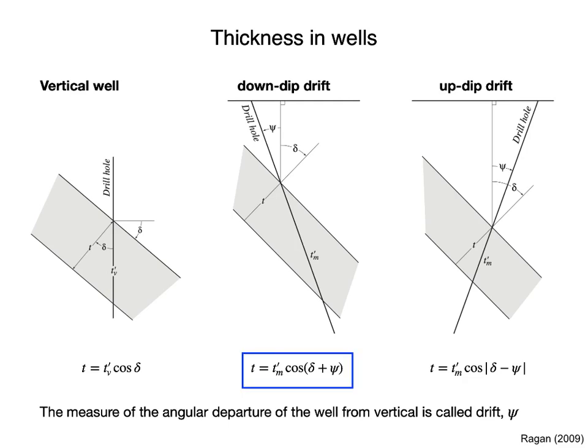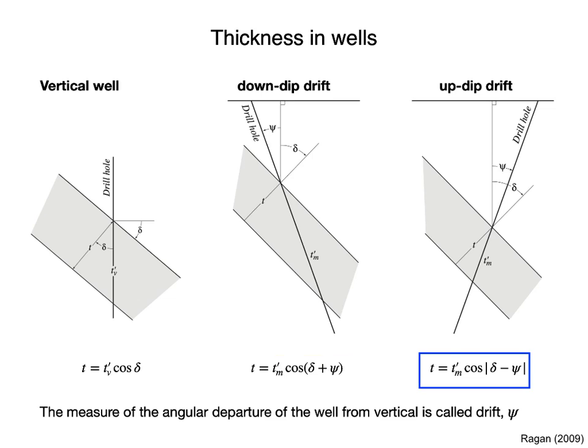The middle figure is for a well drifting down dip. In this case, we use this equation. T'M is the apparent thickness of the layer along the well, delta is the dip of the layer, and psi is the drift. And the right figure is for a well drifting up dip. In this case, we use this equation.